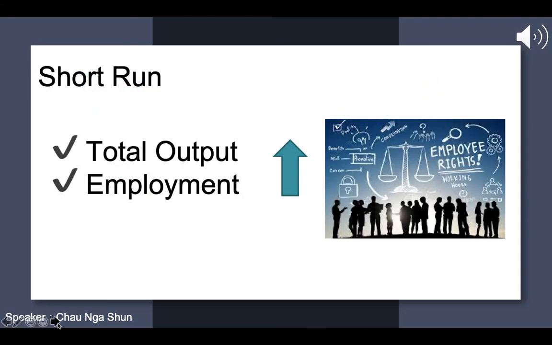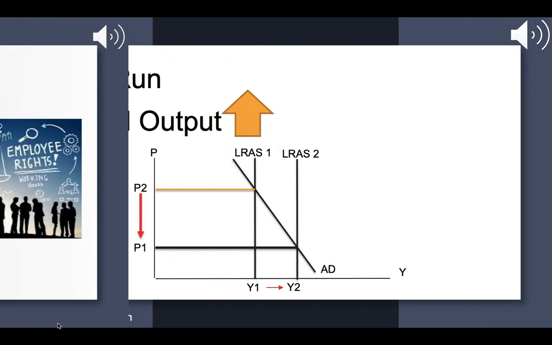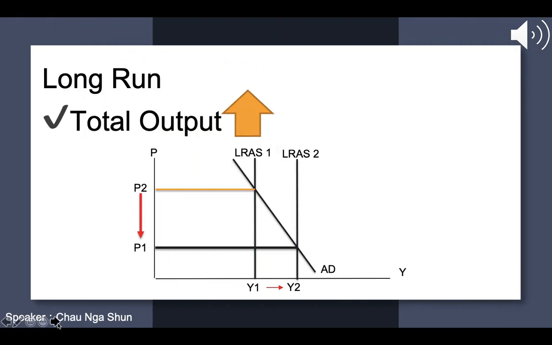In the short run, the total output increases because of the increase in government expenditure. Also, there are more job opportunities in the short run. So, the employment level increases and this eventually increases total output. In the long run, the output level will increase and cost less in the long run because of the decrease in price. Therefore, when the price decreases, the long run aggregate supply increases.